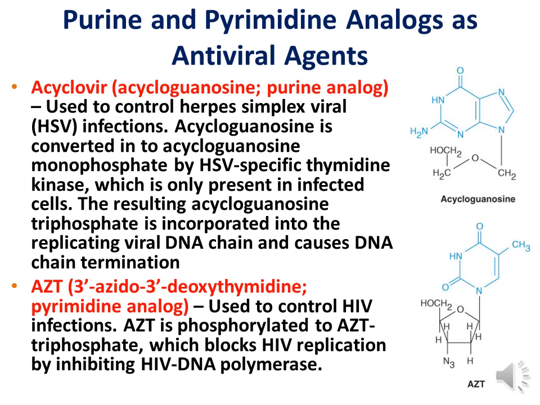AZT is a pyrimidine analog that is used to control HIV infections. AZT is phosphorylated to AZT triphosphate, which blocks HIV replication by inhibiting HIV DNA polymerase.